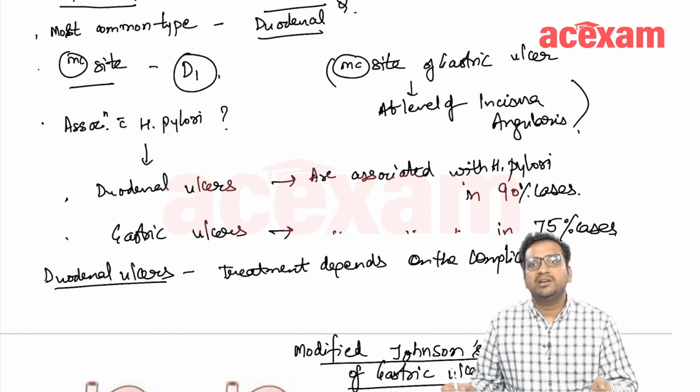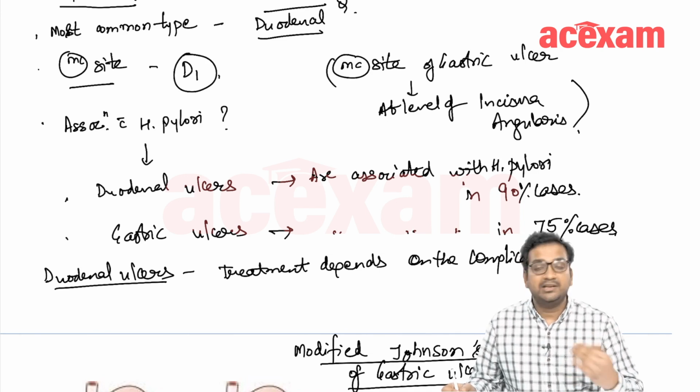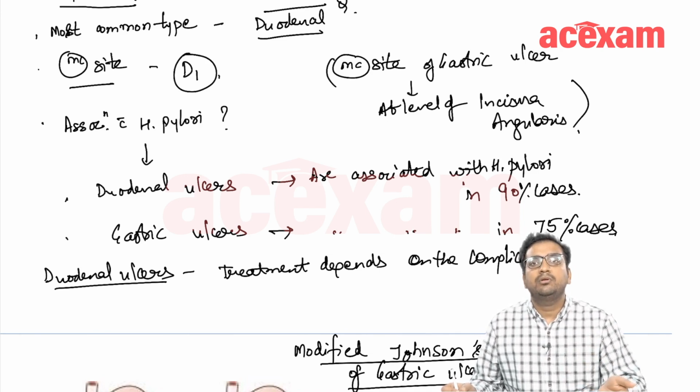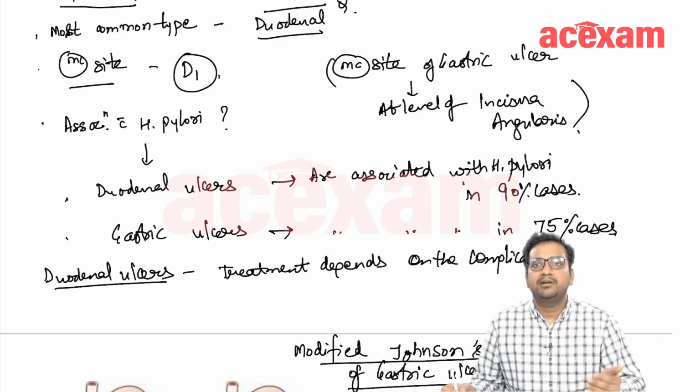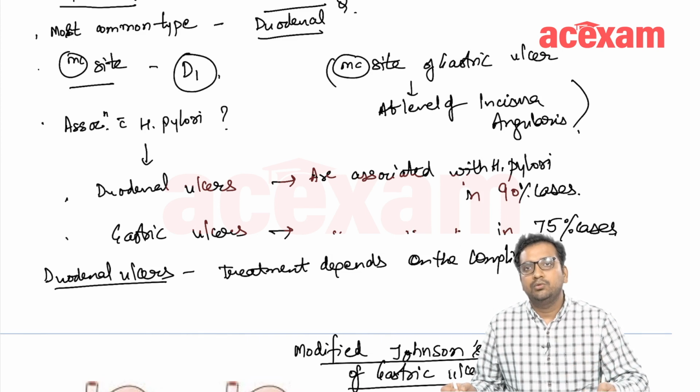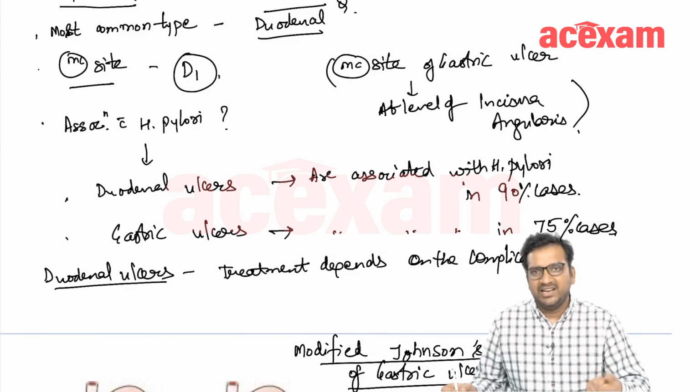What is the most common complication? If the ulcer is on the anterior wall, then the most common complication is perforation. Treatment for that is Graham's patch repair. If the ulcer is on the posterior wall, what is the most common complication? Bleeding. Bleeding is from the gastroduodenal artery, and the treatment is duodenotomy and then ligation of the bleeding gastroduodenal artery. This is regarding the duodenal ulcer.